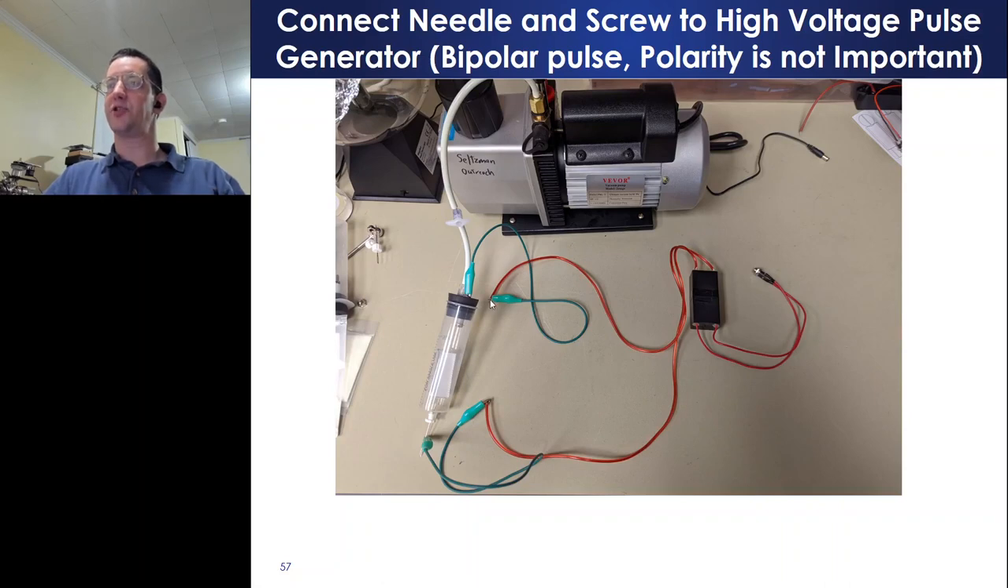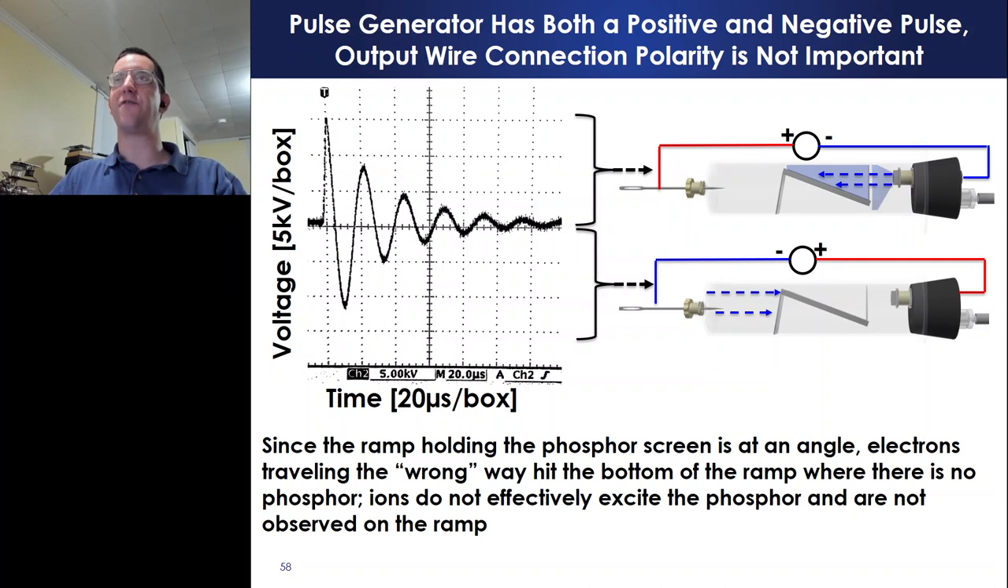Using the alligator clips, connect the nut to one lead of the high-voltage pulse generator and the needle to the other lead of the high-voltage pulse generator. Connect the Crookes tube chamber to the vacuum pump through the vacuum line. Ensure that your vacuum valve is open by placing the handle parallel to the vacuum line. The connection polarity of the high-voltage pulse generator is not important because this pulse generator has a bipolar output. In other words, it has both a positive and negative voltage swing on either lead.